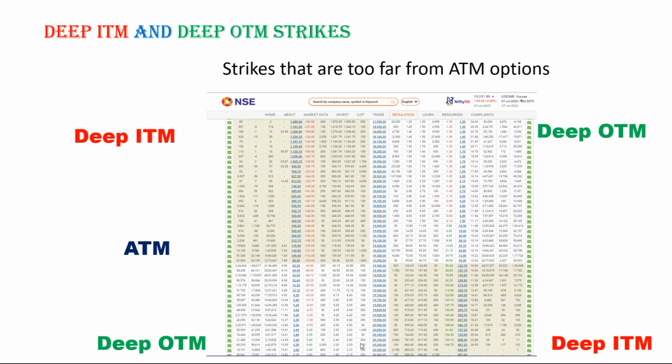Deep OTM for call side. What is a deep OTM for the call side? Here this is written as 20,000, that is above 19,300. Near to this ATM strike price is ITM, and too far away from the current price, that is 20,000, 20,100, 20,200. These are the deep OTM for call side and deep ITM for the put side, that is 20,000, 20,200, 20,250, 20,300. These are the deep ITM for the put side.